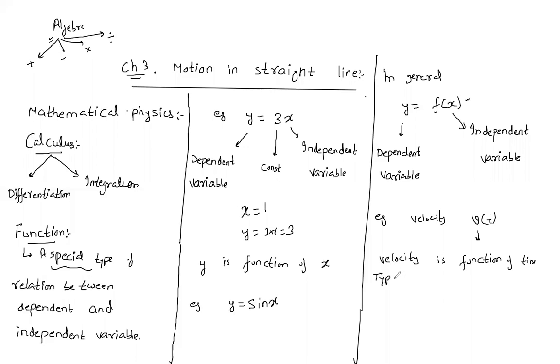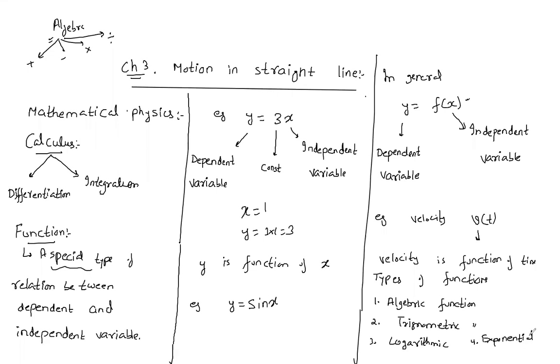Next we have types of functions. We have a few types of functions. One is the algebraic function. It could be trigonometric. It could be logarithmic. Or your function could be exponential. So you have the following 4 types of functions: algebraic, trigonometric, logarithmic, exponential. You can have more types of functions. For chapter 3 or for mechanics, you just need to know this much about functions: what a function is, the general notation of a function, and some types of functions. So is it clear?